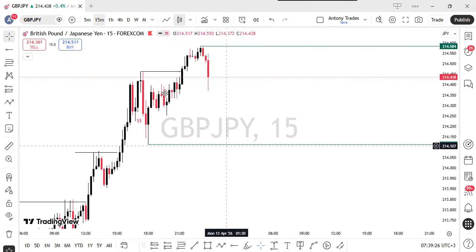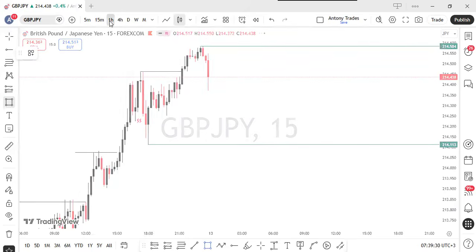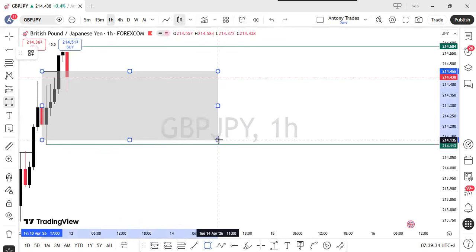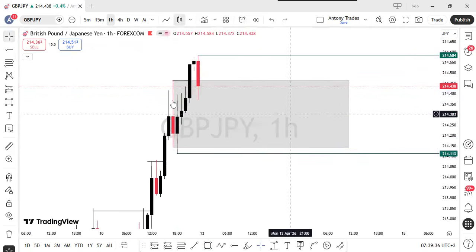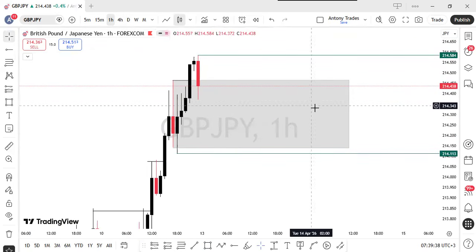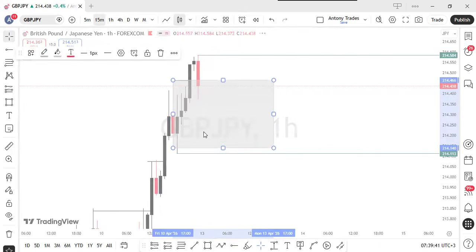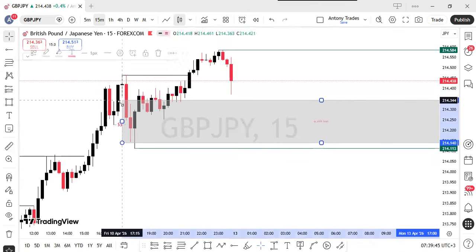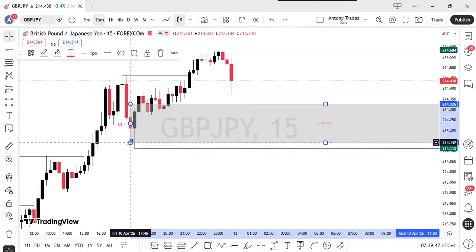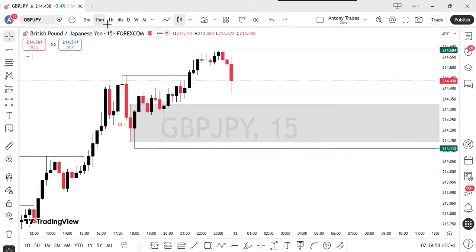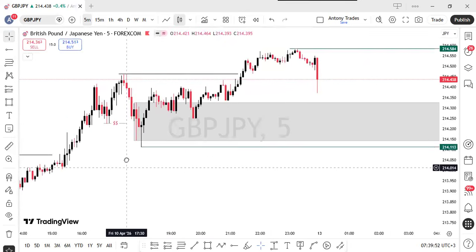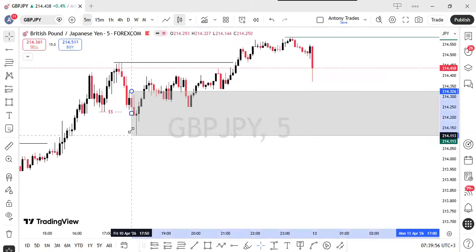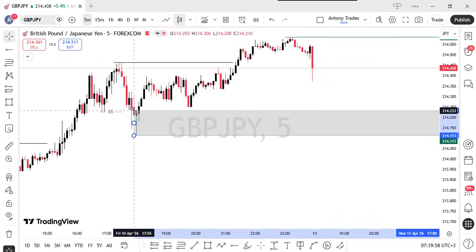So for me, because I don't see anything good here, I will go to 1 hour and mark my order block. When you mark your order block, this becomes your order block. You can see the market has already tapped here. Let's go to 15. The business here is to refine our order block. When you refine, we arrive at this last sell candle before the buy. Okay, let's go back to 15 and 5 minutes and see whether we can refine. Here in the 5 minutes, I can still refine to this last candle here.